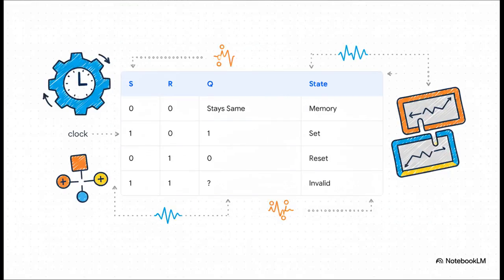One of the earliest versions of this is the RS flip-flop, which stands for set and reset. If you set it, the output becomes a 1. If you reset it, the output becomes a 0. And if you don't do anything, it just remembers whatever it was before. But here's the big problem. What happens if you try to set it and reset it at the exact same time? The circuit just gets confused. It enters this invalid state, and we absolutely can't have that in a computer.